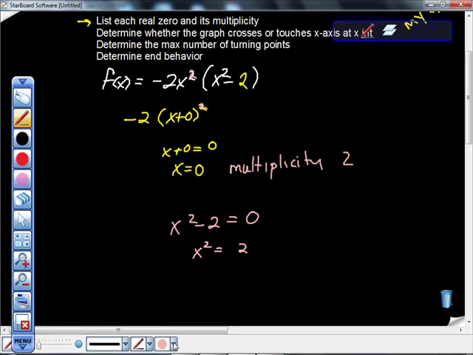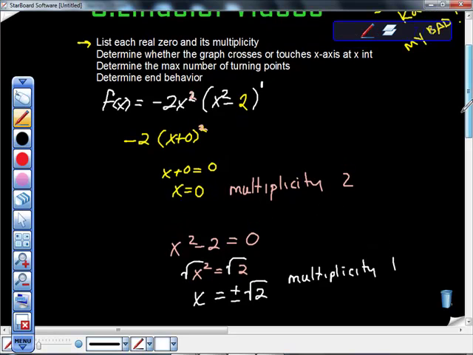This is where I almost screwed this up. Take the square root of both sides. The square root of x squared is x. The square root of 2 is plus or minus the square root of 2. Everybody cool with that? The multiplicity is what? Multiplicity of 1, because this is to the first power here. That's where we get our multiplicity. So that answers the first question.